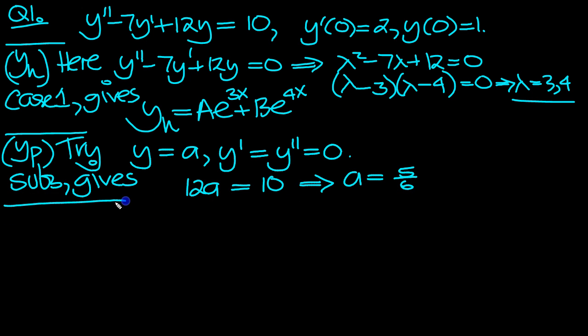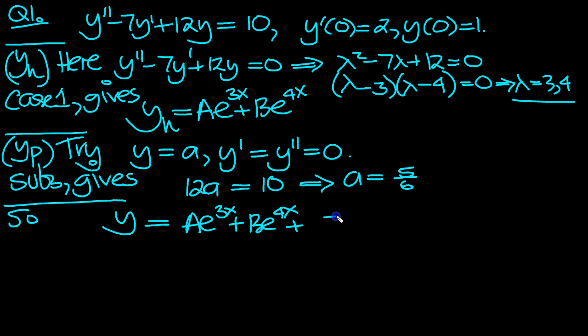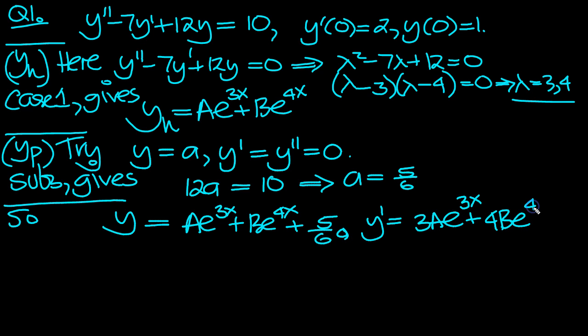So there's the yp. So we can write down the actual general solution now, yh plus yp: a e to the 3x plus b e to the 4x plus yp, which turns out to be 5/6. So that's y there. So let's differentiate as well while we're at it. y' will equal 3a e to the 3x. The 3 comes down to be with the a when we differentiate e to the something. And similarly, the 4 comes down to be with the b e to the 4x. So I just differentiated quickly there. The constant goes to 0.